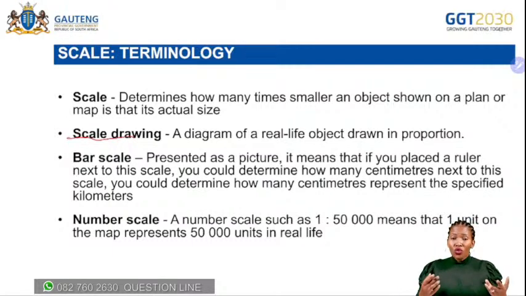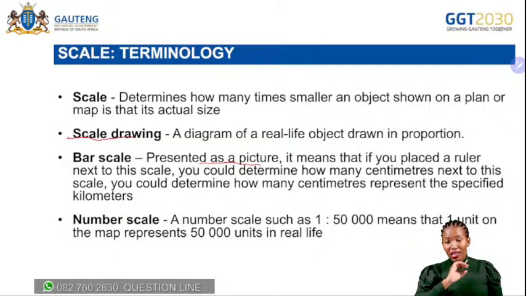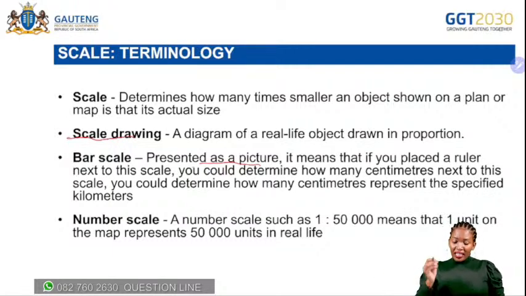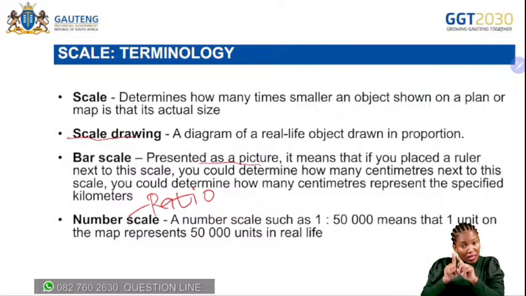So how would you describe a bar scale? A bar scale is presented as a picture. It means that if you placed a ruler next to the scale, you could determine how many centimeters represent the specified number of kilometers on that particular bar scale. And then a number scale, it is a number. It is also known as a ratio scale. So don't panic there and say, I've never seen a number scale. Number scale, ratio scale, same WhatsApp group.